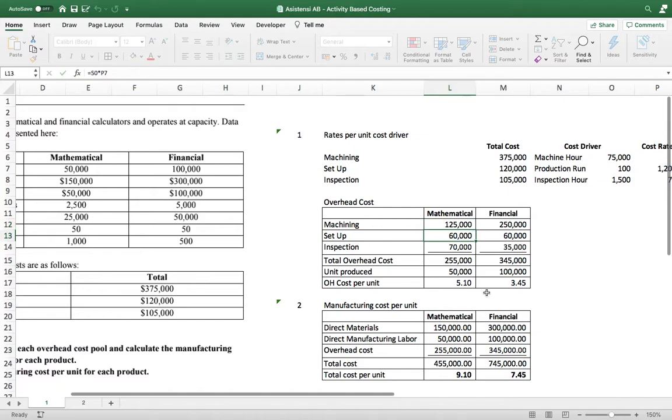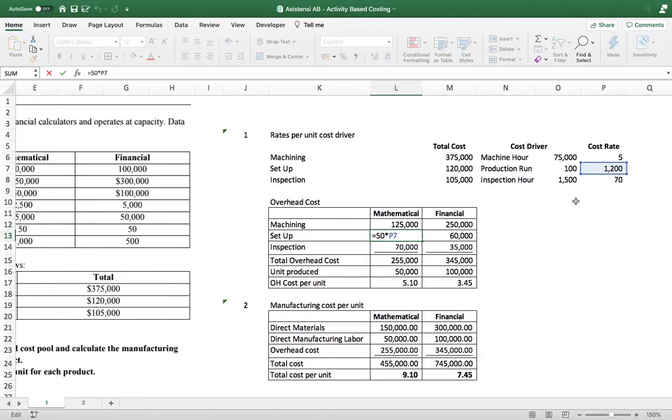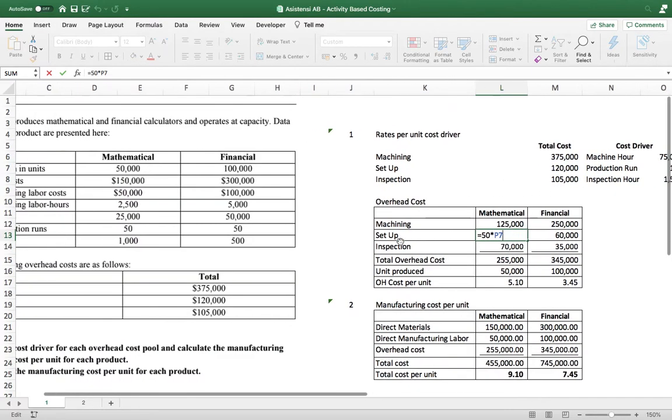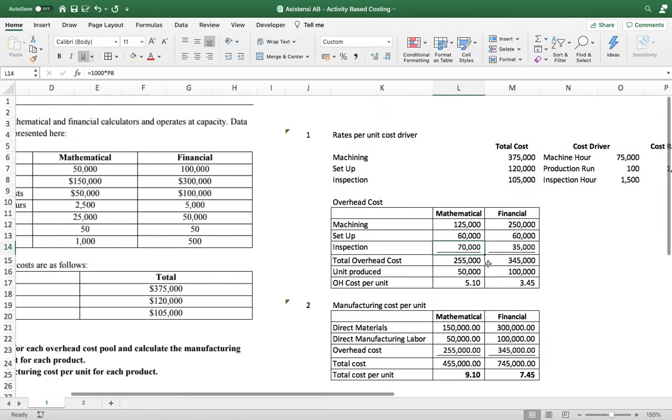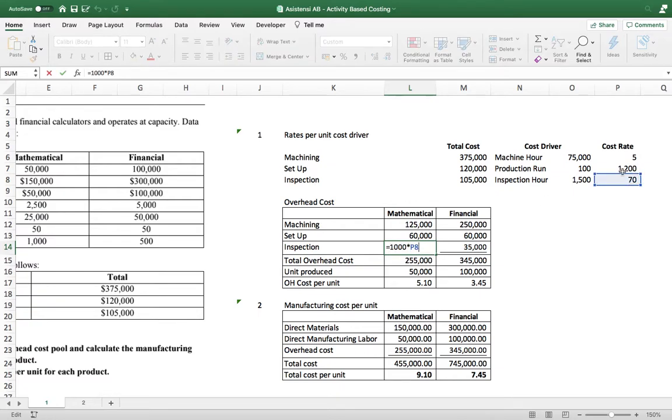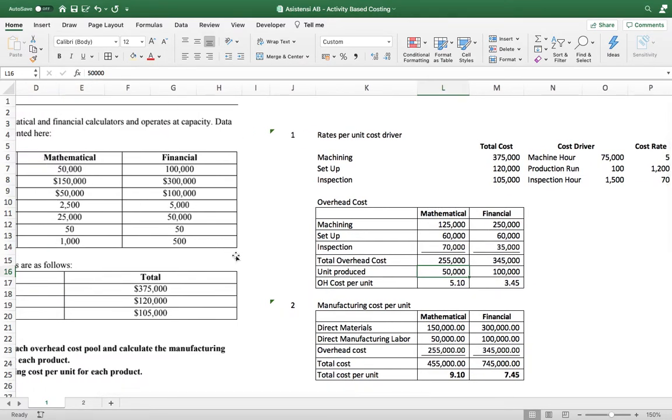And then for the setup cost, the same thing. We have to calculate it by 1,200 times 50, which is the cost driver, the production runs. And for the inspection, it is $70 times 1,000. So by doing that, we can get the total overhead cost for mathematical calculators. And then to arrive at the cost per unit, we have to divide that by the number of units produced, which in this case is 50,000 products. It is already also given in the problem.